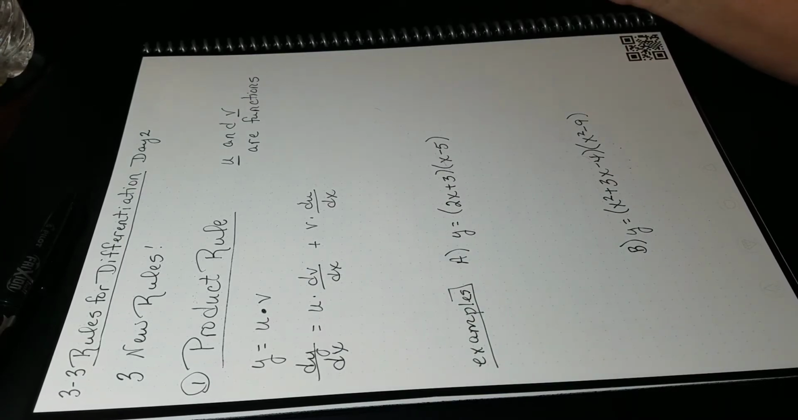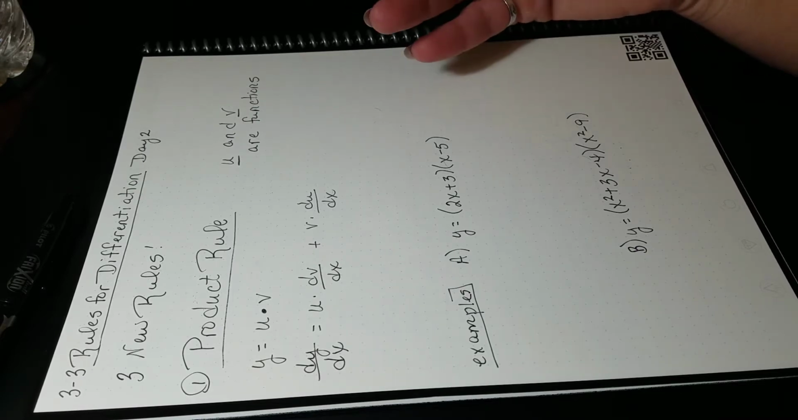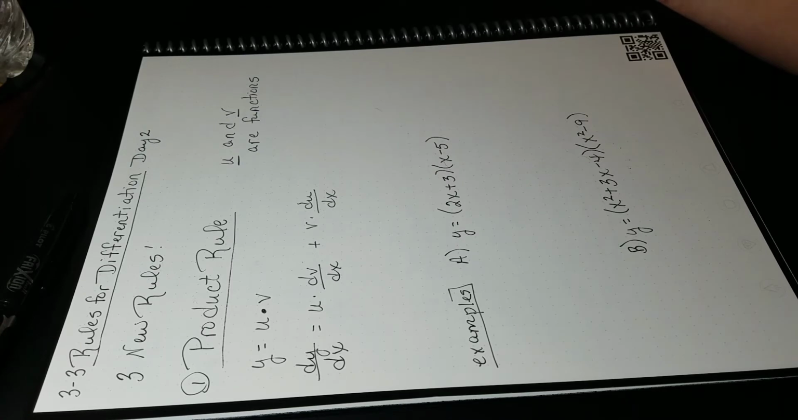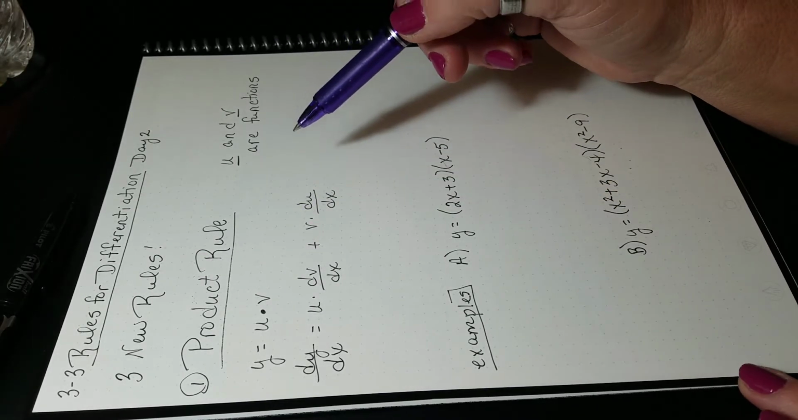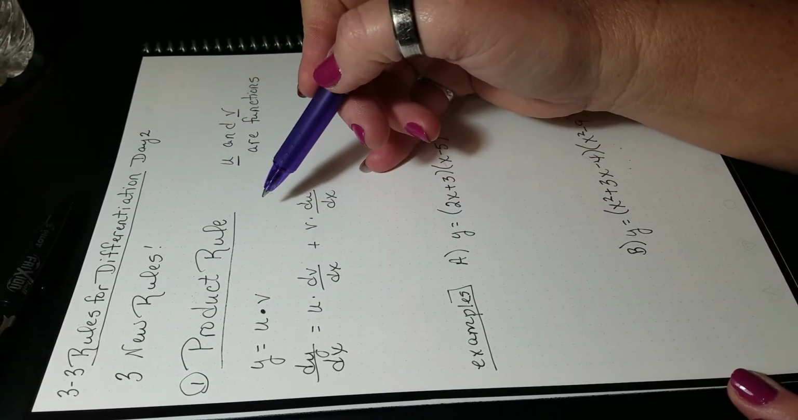Okay, so we've got 3 new rules. So the only thing you were able to take a derivative of so far is if you have a sum or a difference. If you have a polynomial expressed as a sum or a difference. Now we're going to learn 3 new rules, which will be the product rule, the quotient rule, and the power rule. So we're just going to go ahead and start with the product rule.